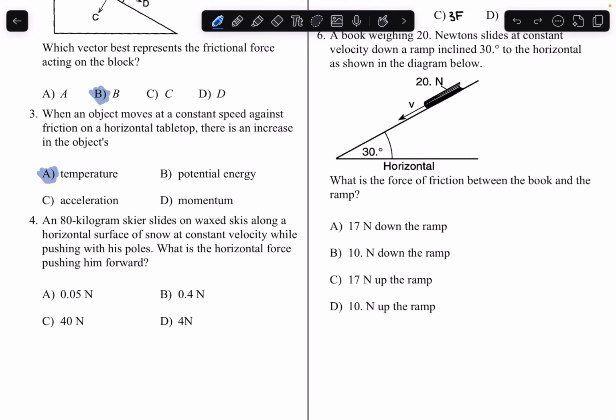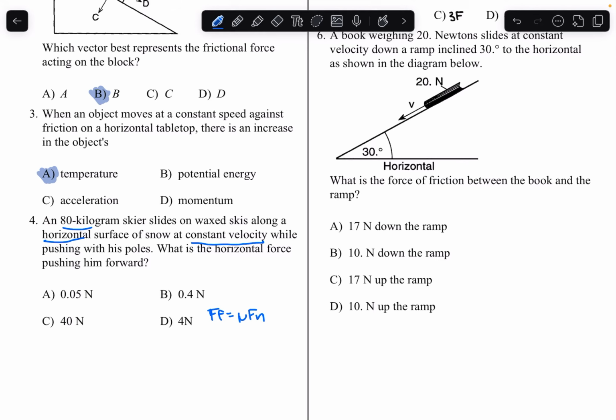Number 4. An 80-kilogram skier slides on wax skis along a horizontal surface of snow at constant velocity while pushing with his poles. What is the horizontal force pushing him forward? So when we see the phrase wax skis on snow, we should know that they're talking about friction because that is one of the surfaces on the coefficient of friction section in the reference table. So we need to use the equation Ff equals mu Fn. So how do we find Fn? It tells us the mass of the skier here, and it also tells us that he is on a horizontal surface at constant velocity. So let's use our logic here.